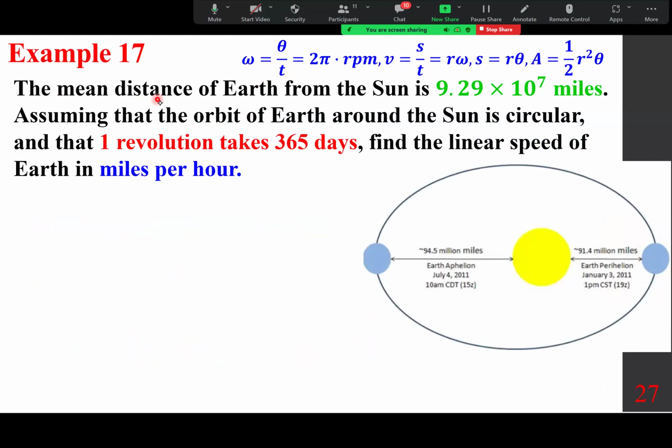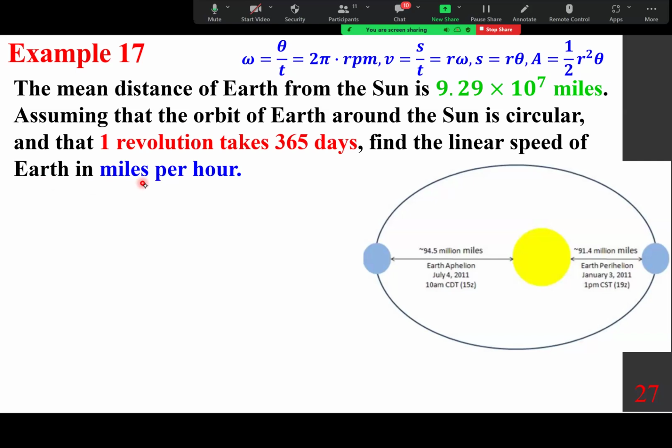The mean distance of Earth from the sun is 9.29 times 10 to the power of 7 miles, assuming that the orbit of Earth around the sun is circular, and it's not, but it's close. So this is not the same as this one, and that one revolution takes 365 days. Again, it's not true. It's 365 days and 1/4 of a day. Find the linear speed of Earth in miles per hour.